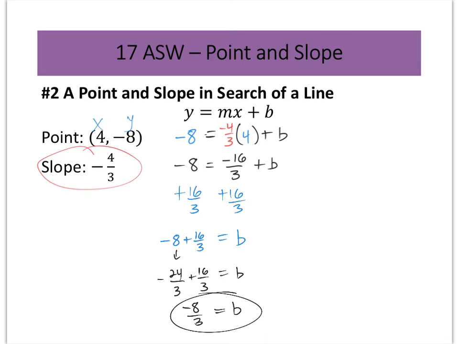So once I have my b value, I can take my equation of the line and substitute the m and the b. So y equals the m value, negative 4 thirds, x, we've got to have that x, and then plus b. But in this case, it's negative 8 thirds, so minus 8 thirds.